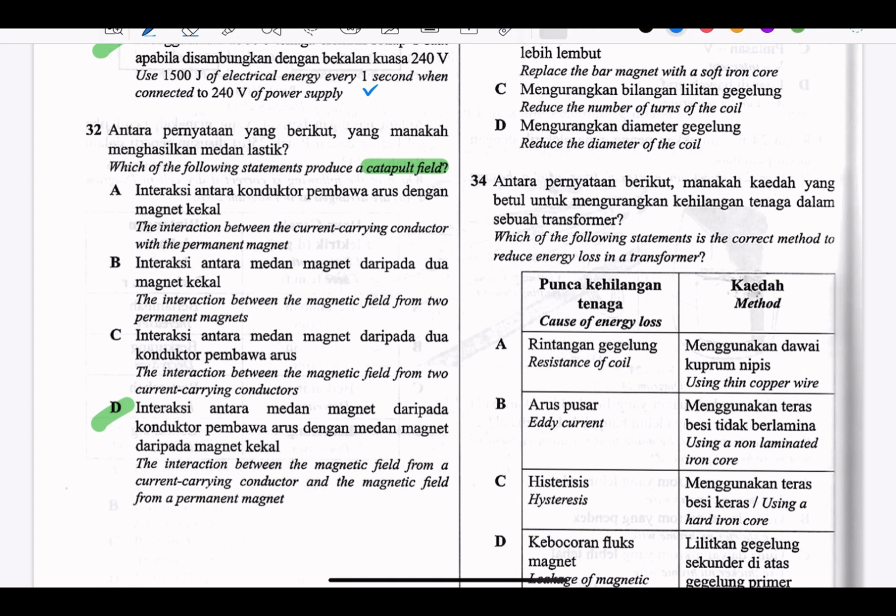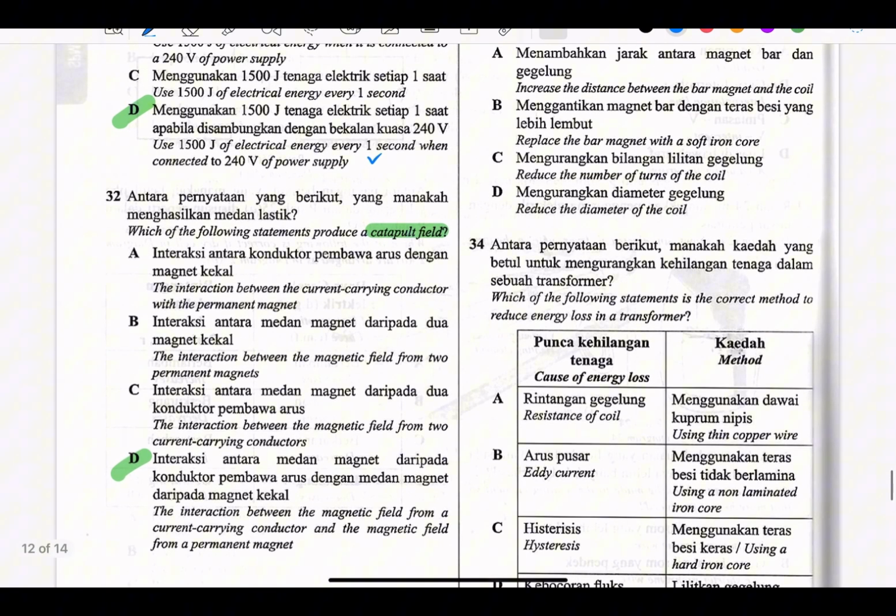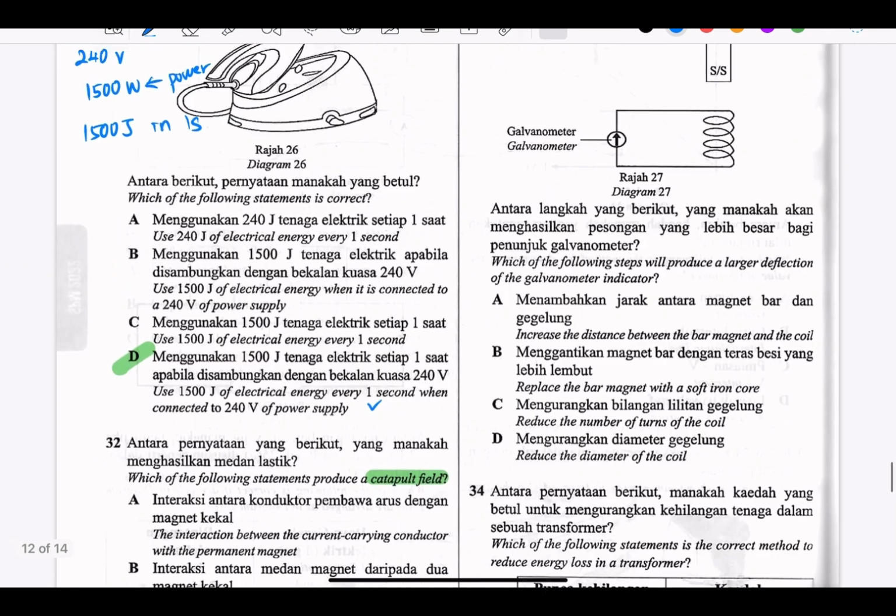But actually B and C should be correct also. When you have two current carrying conductors, both also generate a magnetic field. So there will be a catapult field also. Maybe it's a bonus question for this question.